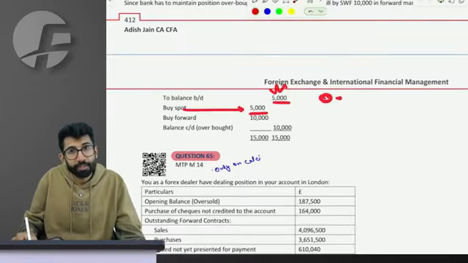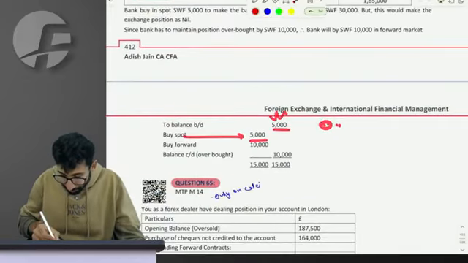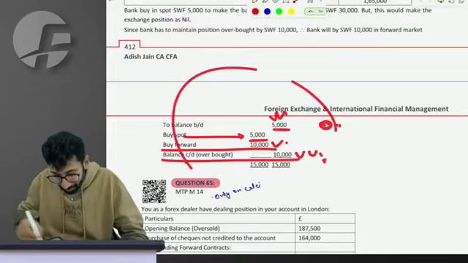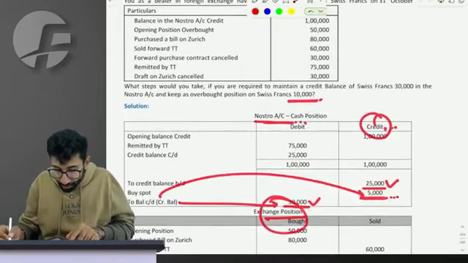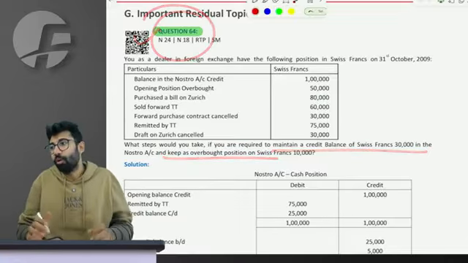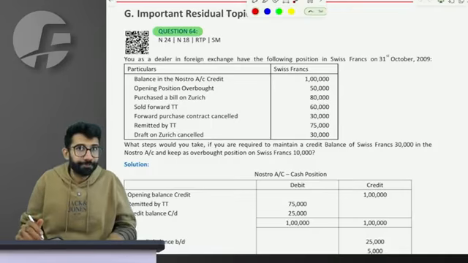Agreed. So what is the next step? I need to make it 10,000 overbought. So go to the forward market, buy 10,000, and the balance carried down is 10,000 overbought. That's how. These are the transactions needed to maintain the balance as the question wanted. Question 54 gets done. I hope I could convey.